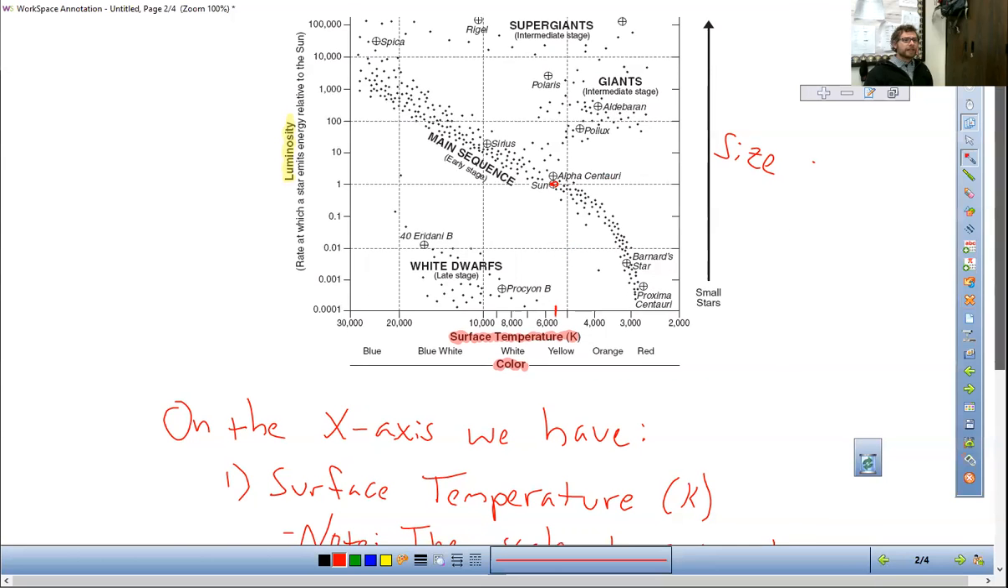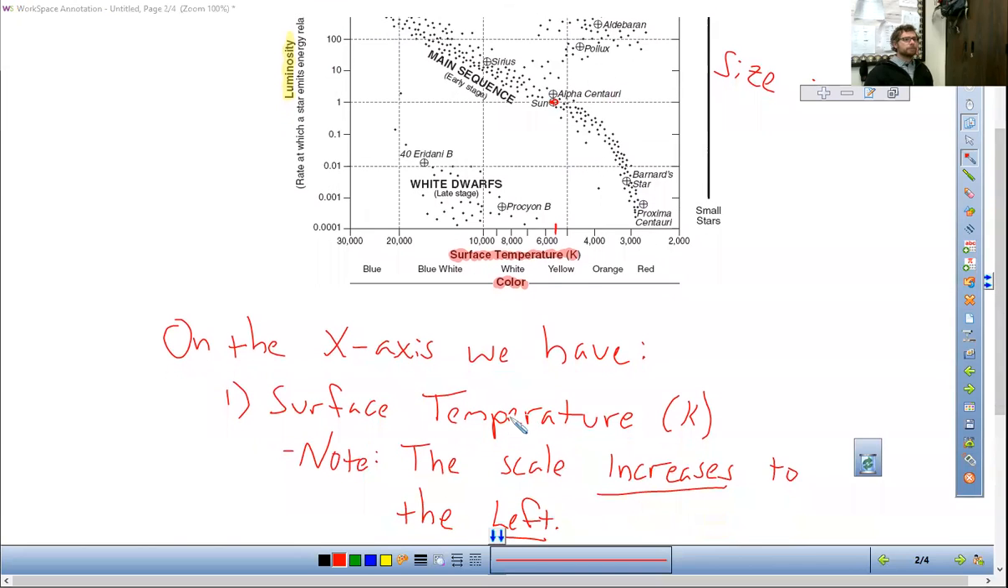Okay, so on the x-axis, we have surface temperature in Kelvin. One thing to notice here about our surface temperature is that our largest values are over here on the left. We have 30,000 over here on the left. And as we go towards the right, our value is actually decreasing. It's getting smaller as we go to the right until we end up at about 2,000. What you should notice here is that this scale is backwards. Why is this scale backwards? I don't actually know the answer to that question. The two gentlemen who developed the HR diagram decided to make it backwards.